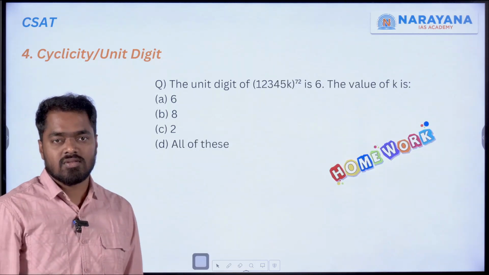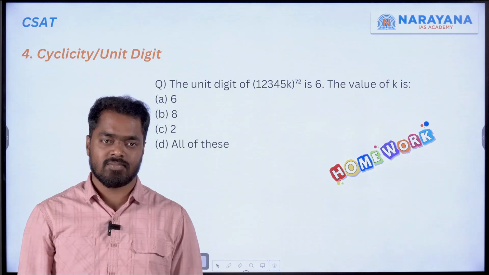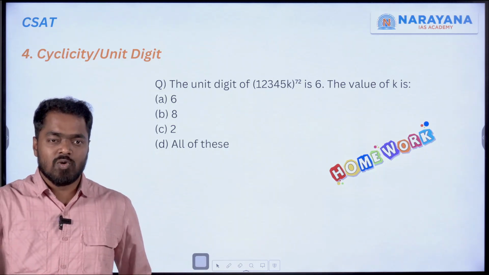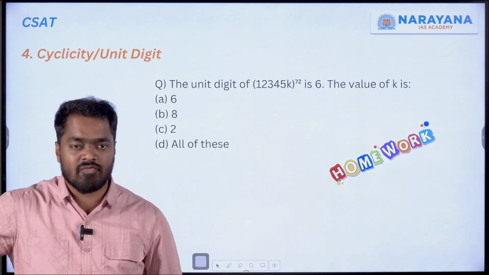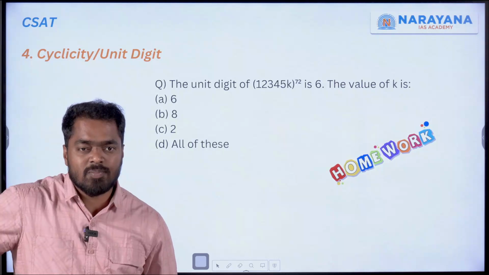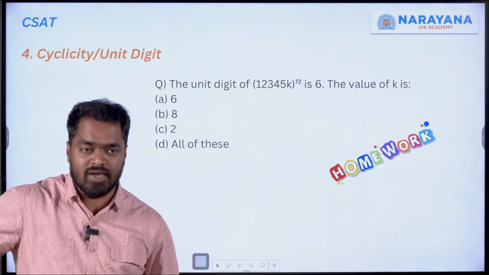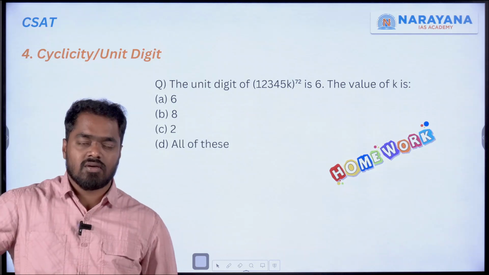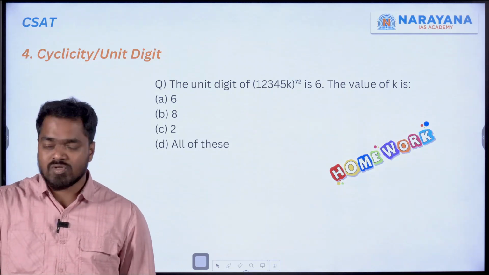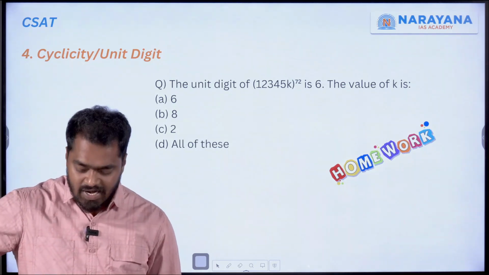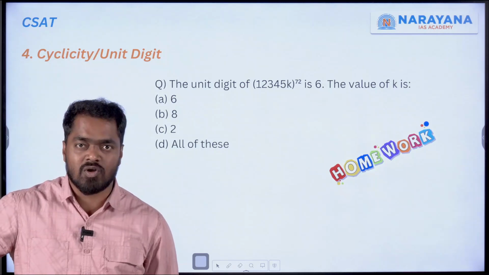Now this is your homework question. The unit digit of (12345k) to the power 72 is 6. Then what is the value of k? You have to solve the question. Try to come up with the answer before tomorrow's class.